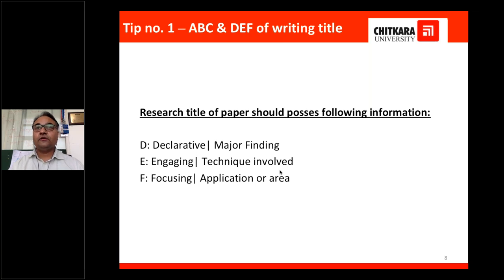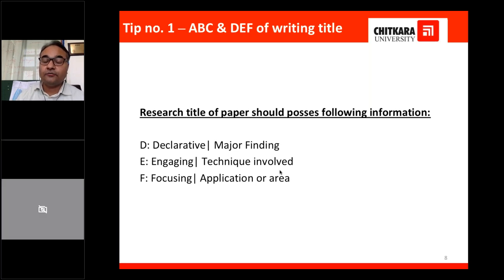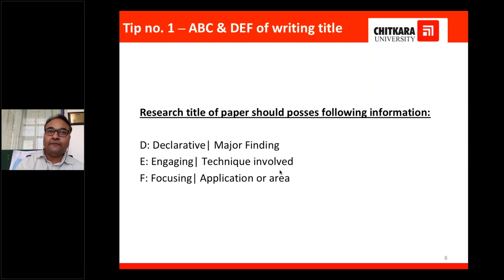Usually the question is how long the title should be: 5 words, 10 words, 15 words, 20 words. The answer, to the best of my knowledge, is between 10 to 15 words. You need to frame the title in those 10 to 15 words so that all of A, B, C, D, E, F is taken care of. Please remember, whenever you write the title of any research paper, ask yourself whether your title fits this formula ABC, DEF or not. If it fits, you have written a good title for that research paper.